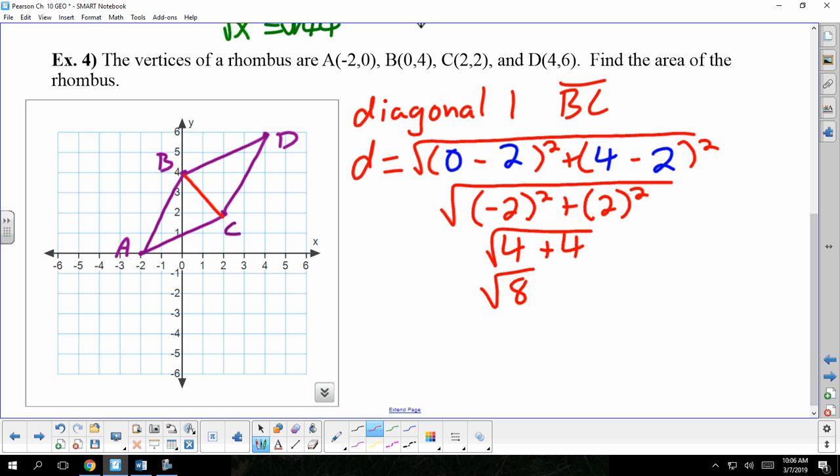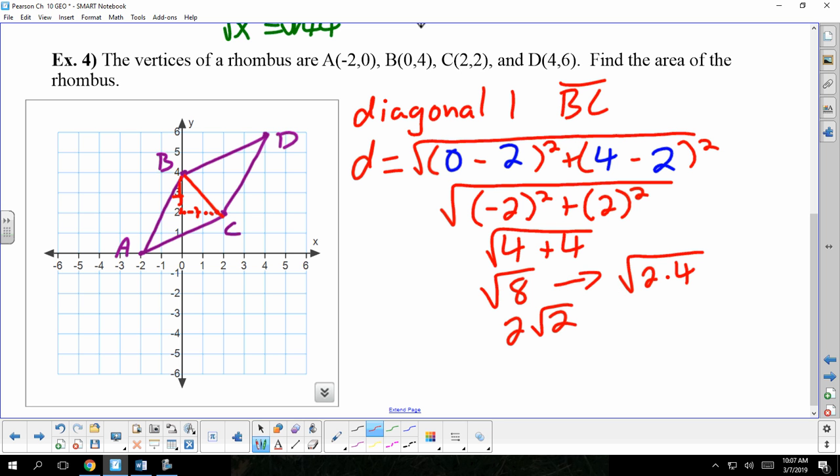square root of 8. And in simplest radical form, we can say that this is the square root of 2 times 4. And then the square root of 4 is 2. So this is 2 root 2. And some of you probably noticed that this right triangle is an isosceles right triangle too. So I can use 45, 45, 90 special right triangles to find that diagonal. And I get the side length of 2 times the square root of 2 is that diagonal.